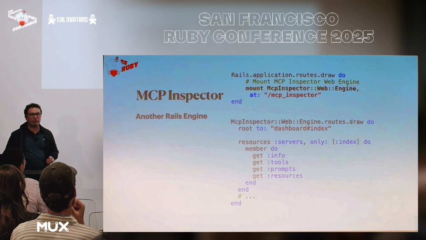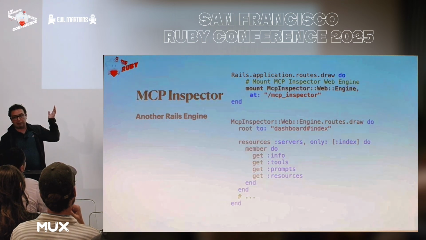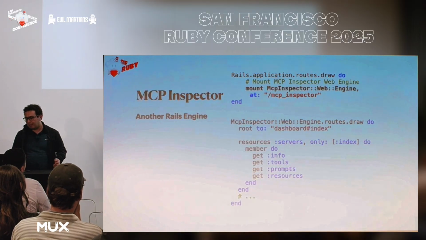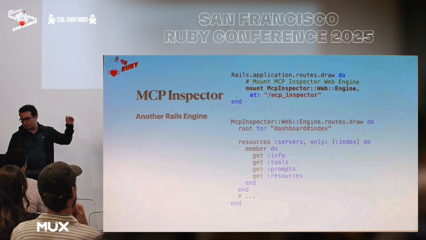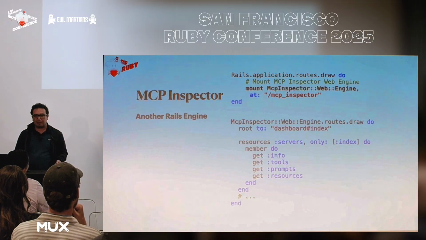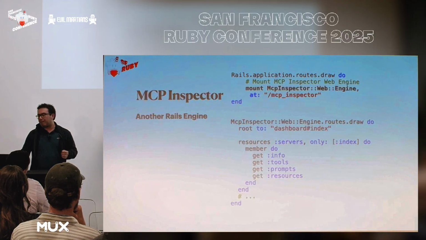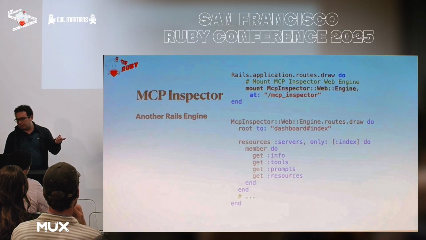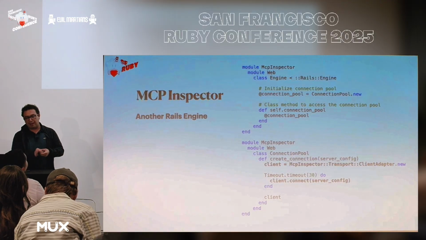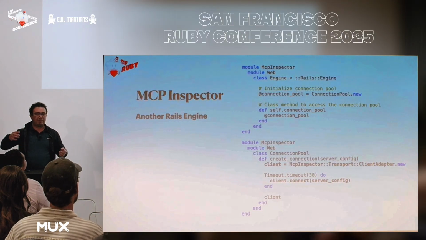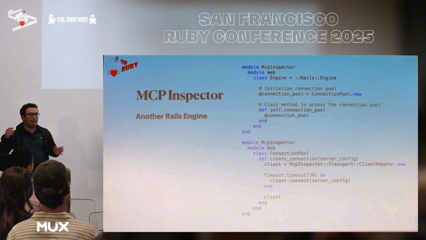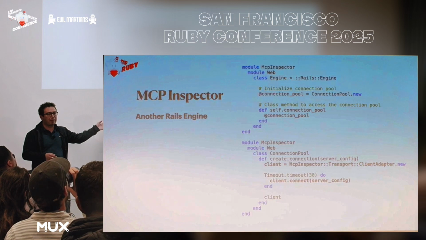So basically, you just have to add the first one to your Rails application, and you will be able to talk to the inspector. And the inspector will give you the routes that are at the bottom, like get information, tools, prompts, and resources. Then the part that was a little bit trickier was that once you have the web server running or the initial connection, I wanted to maintain the connection to the MCP server open.